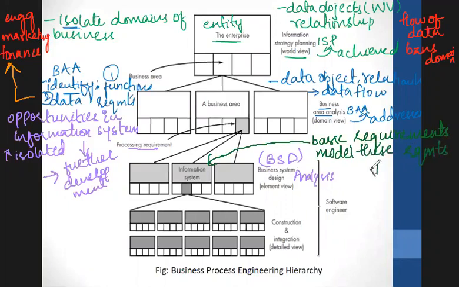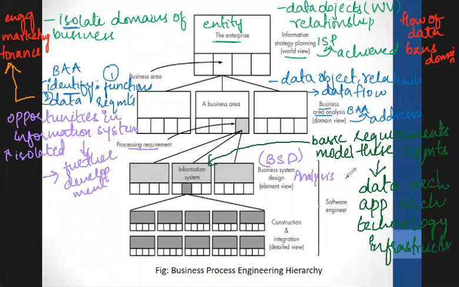Then all of these requirements are going to be translated into the architecture that you have studied. That is the data architecture, the application architecture, and the technology infrastructure. This is going to be transformed into 3 different architectures.